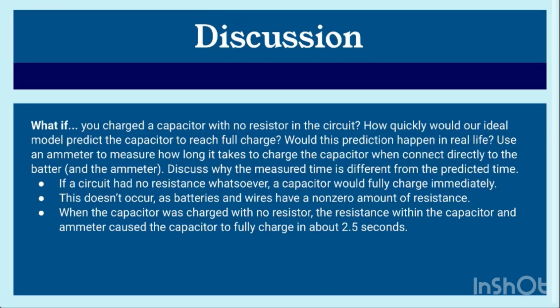This lab's discussion question states, what if you charged a capacitor with no resistor in the circuit? How quickly would our ideal model predict the capacitor to reach full charge, and would this prediction happen in real life? If a circuit has no resistance whatsoever, a capacitor would fully charge instantly. However, this doesn't occur in real life because even without an added resistance, batteries and wires do have a non-zero amount of resistance built into them.